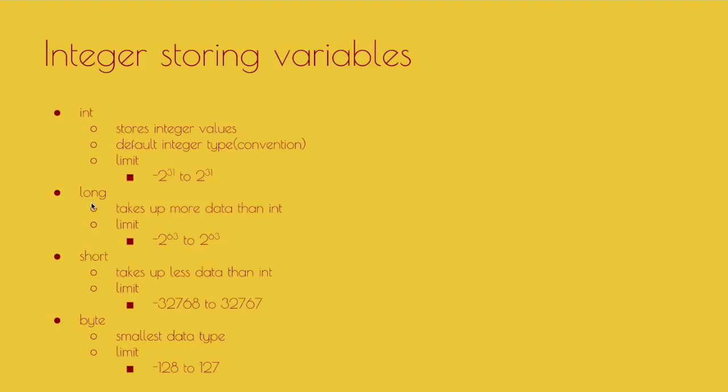And so therefore, the long is longer than the int, the short is shorter than the int, and it takes up less data, and its limit is definitely less. Its range is smaller. And the byte, you can think of it as a byte-sized variable, which technically is what you say. But negative 128 to 127, that's the numerical range, and that is the smallest variable type out of the 8 primitive variable types we are going over today.